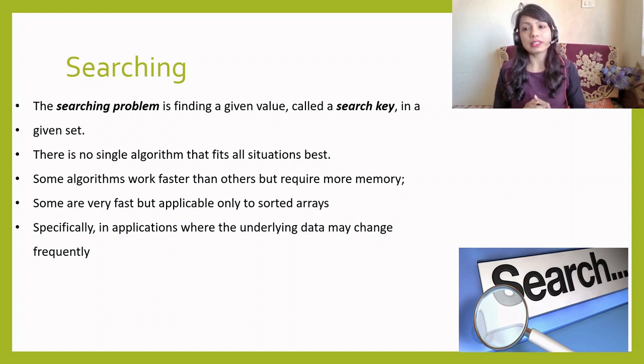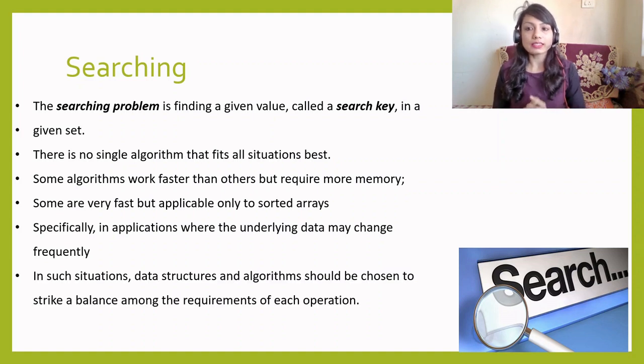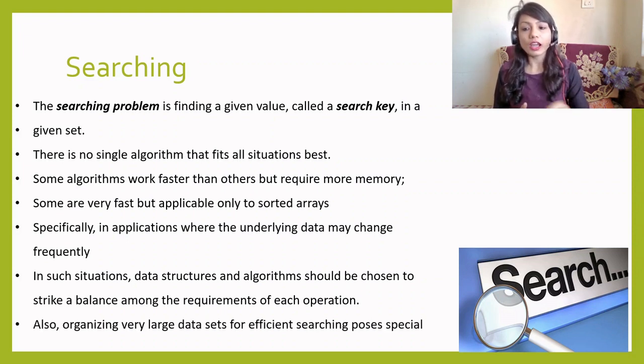Just as in sorting we saw stability and in-place, in searching we also have some issues when your underlying data changes frequently. When a lot of data is changing while you are searching, searching becomes a challenge. In such cases we have to carefully select the data structure and algorithm. Searching is also challenging when there is huge data. Those are all the challenges of the searching problem. Organizing a very large set of data for efficient searching is also a challenge.